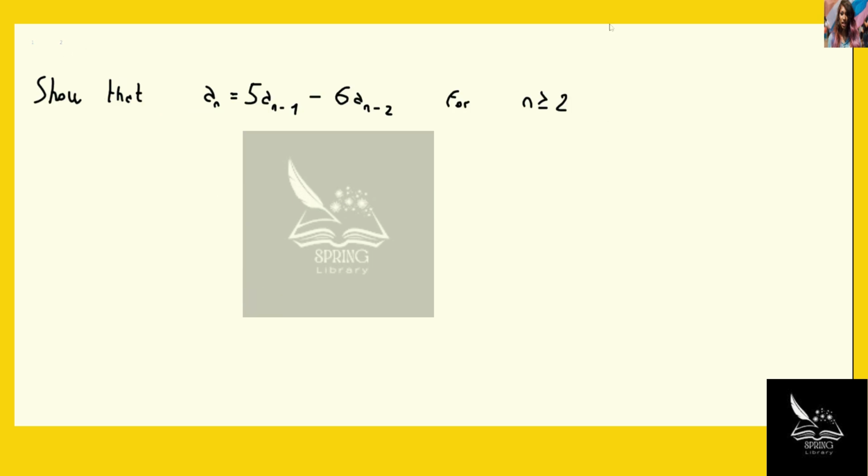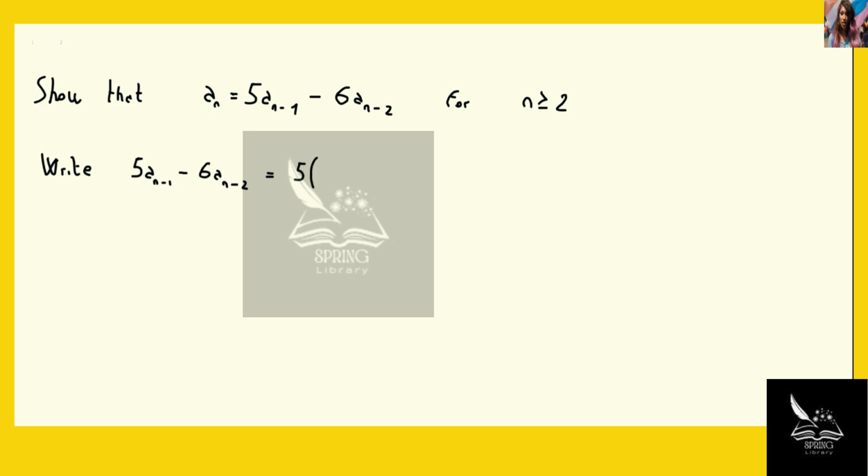Now we are asked to show this recursive property of the sequence, which is a_n is given by 5 times the previous element, so a_(n-1), minus 6 times the previous element, so a_(n-2), for every n greater or equal than 2. So to do this, we just write the right hand side, so 5 times a_(n-1) minus 6 times a_(n-2), and we just replace the definition of a_n.